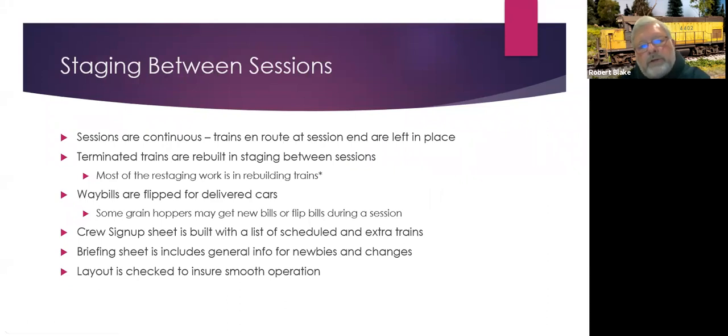So I said that staging occurred primarily between sessions. On the Blackhawk, our sessions are continuous. We start the fast clock at the beginning, stop it at the end of the session. Trains are left in place until the next session occurs. But the terminated trains are actually rebuilt, not just turned, but rebuilt in between sessions. And in fact, most of the work on restaging takes place in this time period.